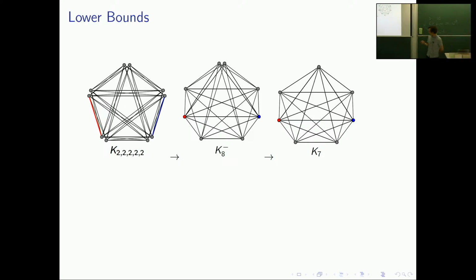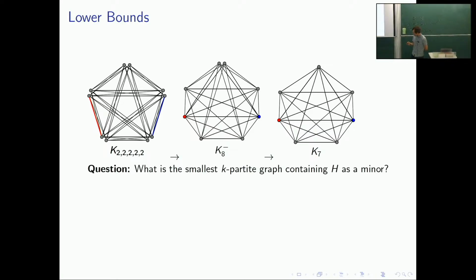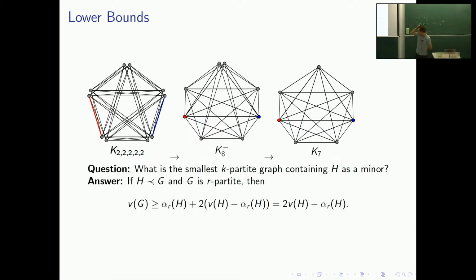Okay, so let's look at this graph again, because, as I mentioned, this graph here is the densest 10-vertex graph which does not contain K8 as a minor. So if we can understand why this graph doesn't contain this graph as a minor, and we can generalize this construction, maybe we can get a nice construction in general for a dense graph which does not contain a particular graph H as a minor. Motivated by this, here's a question. What is the smallest k-partite graph which contains H as a minor, for any graph H? So we can actually answer this question.